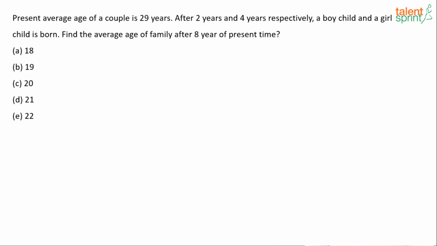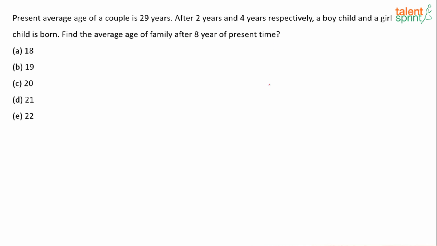Okay, let's now move on to the next question. A different one this time on your screens now. Present average age of a couple is 29 years. After 2 years and 4 years respectively, a boy child and a girl child is born. Find the average age of the family after 8 years of present time.